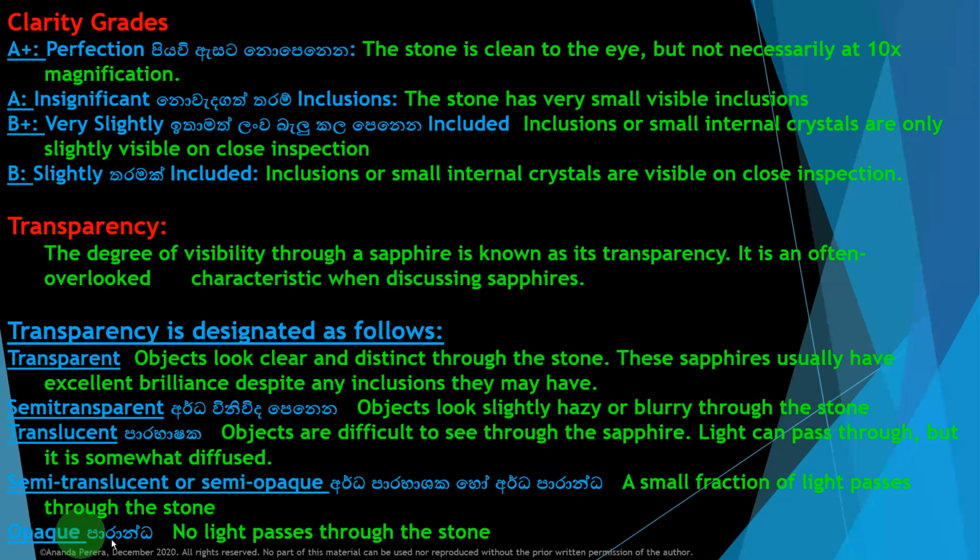Opaque. Opaque means no light passes through the stones. Don't buy opaque stones. Even sapphire, no price for the opaque stones. If the gemstone is opaque, no price. It is zero.